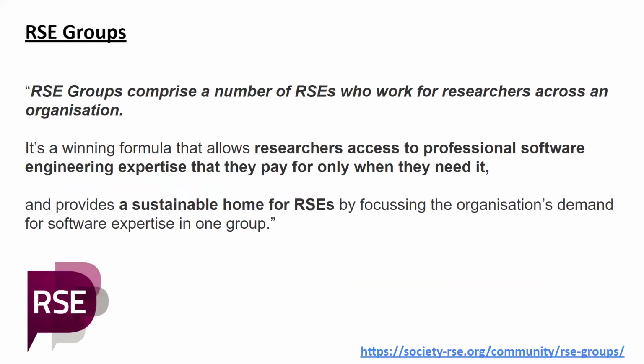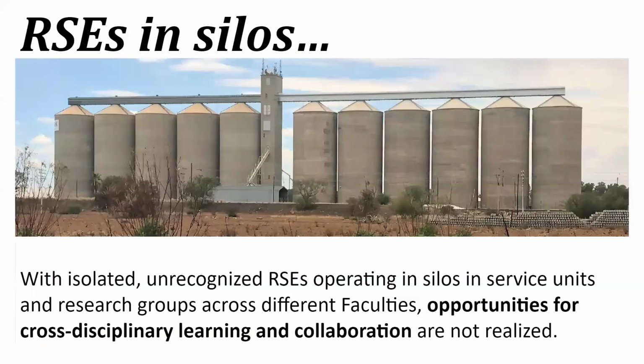RSE groups comprise a number of RSEs who work for researchers across an organization. So it'll be a group of RSEs in a university who work for researchers maybe in all disciplines. And this is to highlight that working in silos is not something that you're immune to if you're an RSE. It is possible for RSEs to be isolated, maybe even unrecognized, called something else, not called an RSE. And if they're working in service units and research groups spread across different faculties by themselves, there's a loss there. There are opportunities for cross-disciplinary learning and collaboration that are not being realized in that context. So this is something to pay attention to, and why RSE groups, I think, are such a valuable construct.